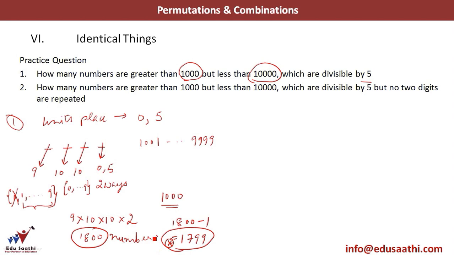Always consider what numbers you have counted. In these 1800 numbers, I have not counted 10,000. Why? Because I only took 4-digit numbers and 10,000 is a 5-digit number. But I included 1000 while counting this. Okay, so what is my final answer? It is 1799.